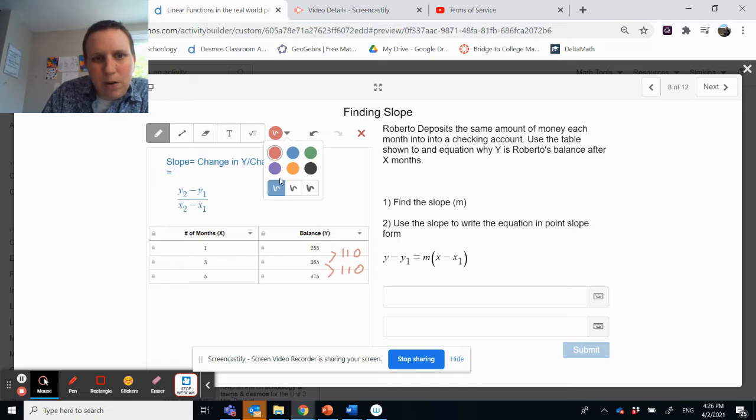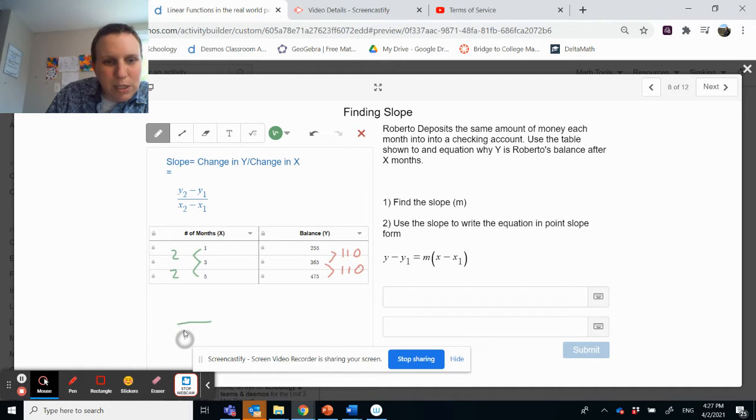Then I'm going to come over here and look at my change in x. It's not just counting up by 1, so I can't just use this as my rate. I have to look at how much x changed. From 1 to 2, that went up by 2. From 3 to 5, that also went up by 2. So my change in y is 110, and my change in x is 2.